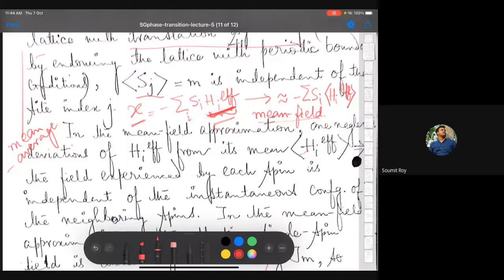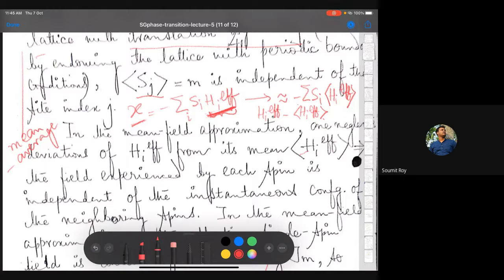Fine. So in doing so, you are of course making an error. And what is the error? What is it that you are neglecting? You are neglecting the fluctuation. And what is the fluctuation? The fluctuation is Hi effective minus Hi effective average. This is what you are neglecting.